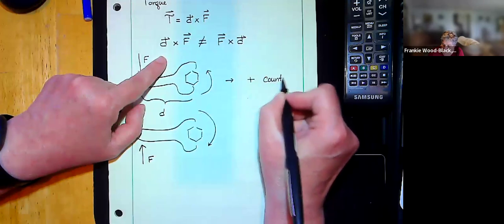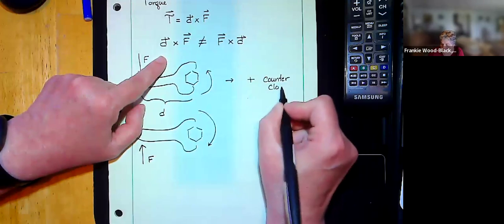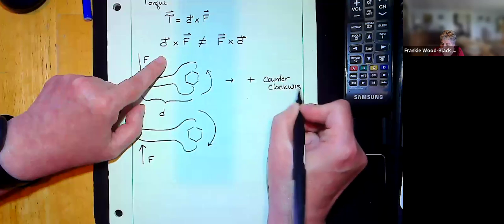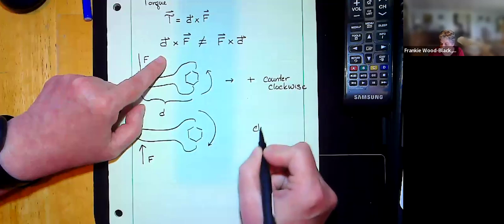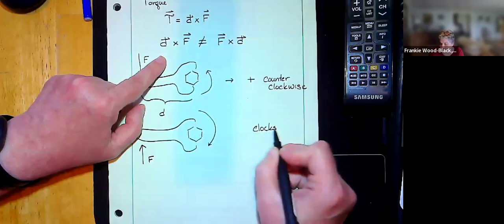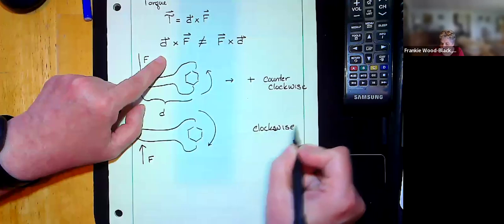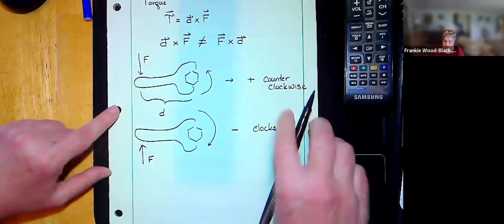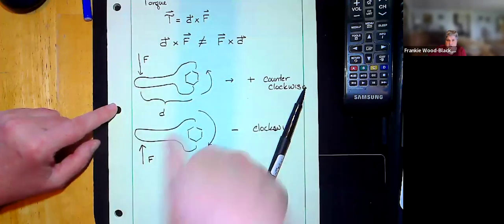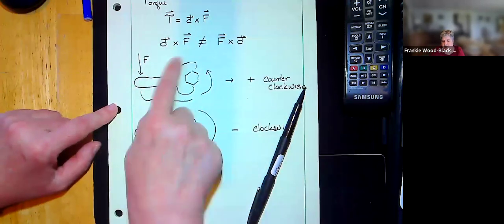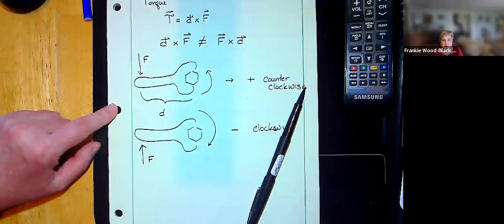Counterclockwise is positive. Clockwise is negative. So by applying my force, if I'm taking that wrench and I'm applying that force, it goes in.